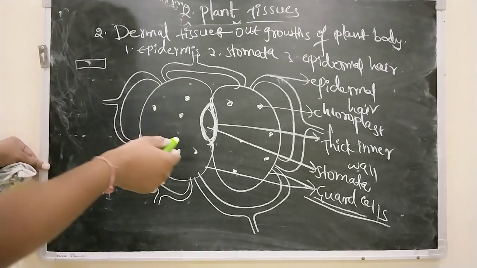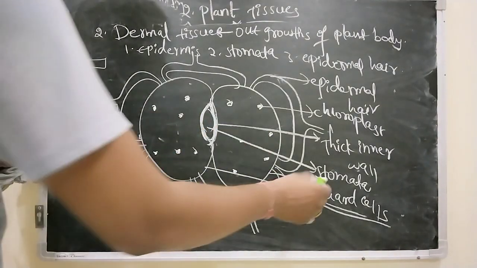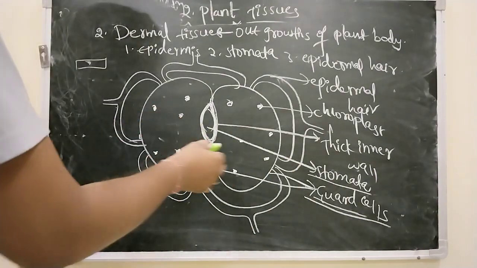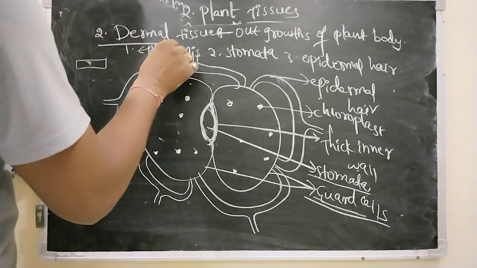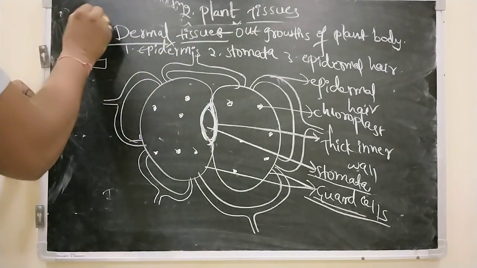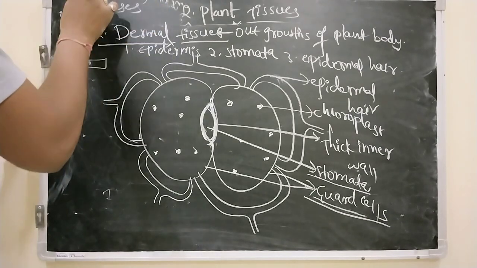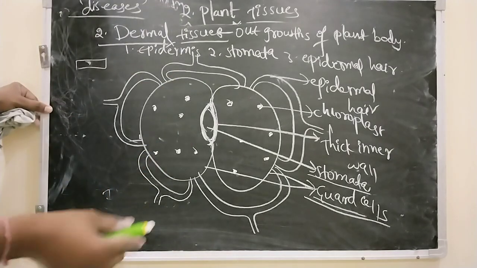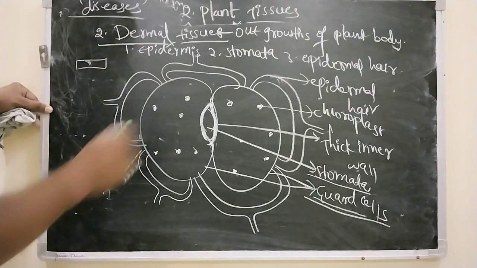Also, excess water is released from the plant body through the stomata, which we call transpiration. So evaporation in plants is called transpiration. Another function of dermal tissue is that it protects the plant body from diseases, meaning the attack of other organisms. So the plant is protected from invasions by dermal tissue.